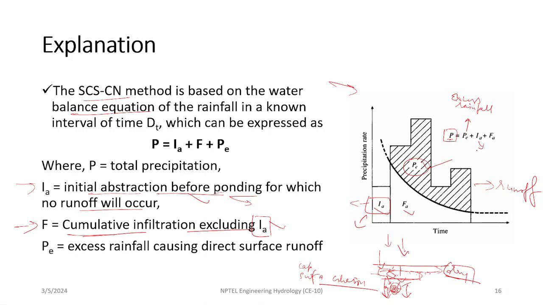IA is the initial abstraction, just for fulfilling the moisture condition at dry state, and then the further infiltration that occurs in the soil region will be covered as FA. So you will have a clear picture of how total rainfall is getting distributed in the soil region, or the soil layer.